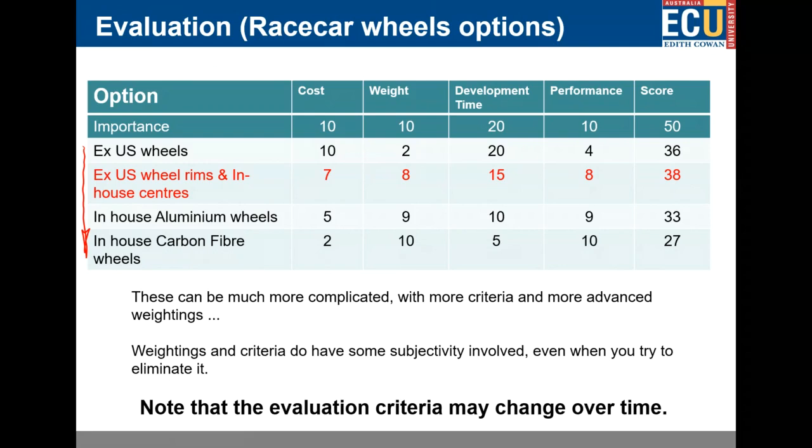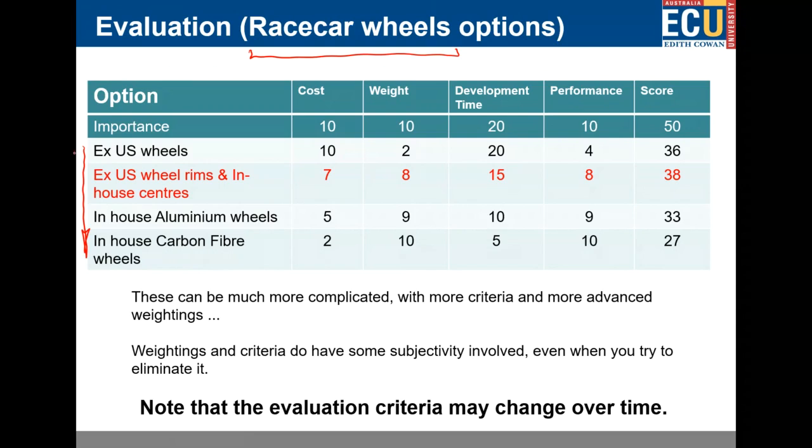Okay, now in this particular problem, what we're doing is looking at race car wheels. This is for a motorsport team. And so one concept is to get wheels from the US straight off the shelf. Another one is the wheel rims off the shelf with our own wheel centers. Another one is all our wheels are done in-house out of aluminium. And then another option is to have carbon fiber wheels all done ourselves.